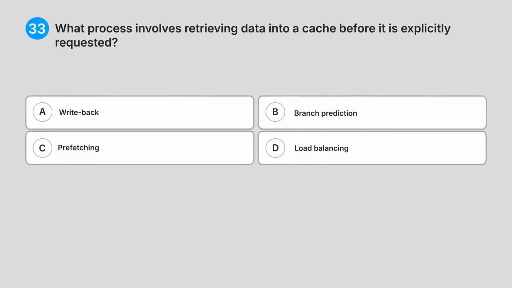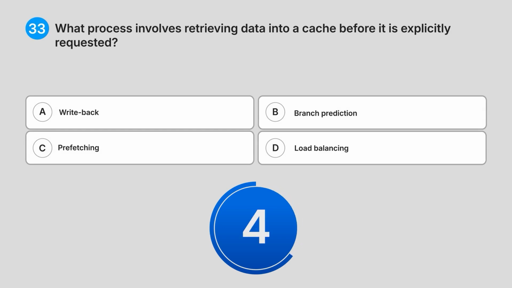33. What process involves retrieving data into a cache before it is explicitly requested? A. Write back. B. Branch prediction. C. Prefetching. D. Load balancing. What do you think is the answer?